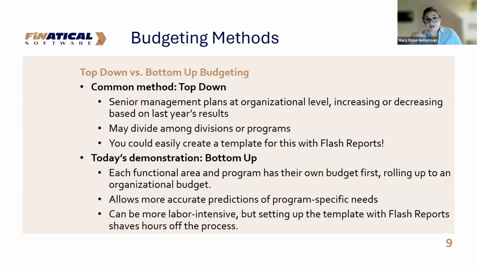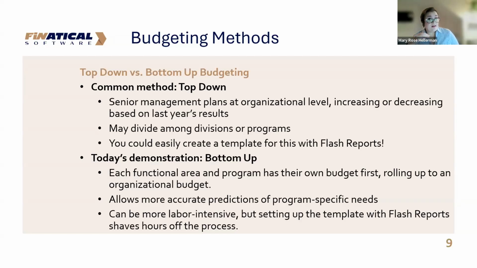And usually the easiest way to do this is to look at last year's results and increase or decrease based on what happened last year. They might at that point divide it among the divisions or programs, but you start with the whole organization. And this is a great method for smaller nonprofits where you don't have a lot of stakeholders. You don't have a lot of program managers or other people who really need to have input. And you could use pretty much the same method that we're going to use here using flash reports.